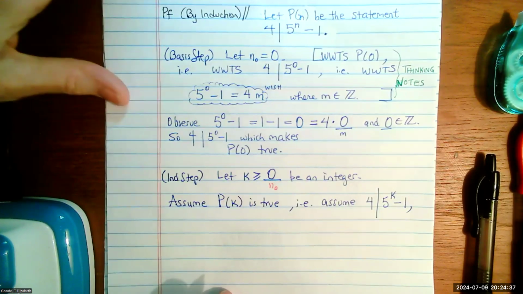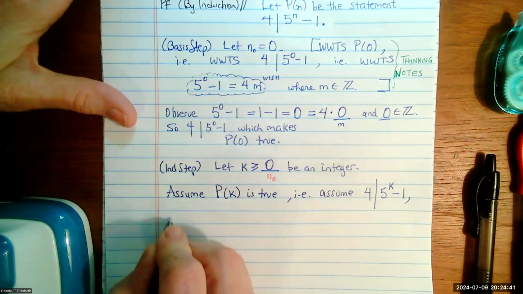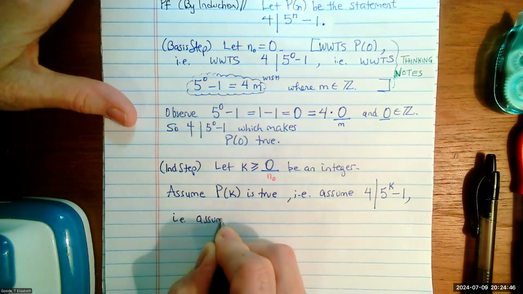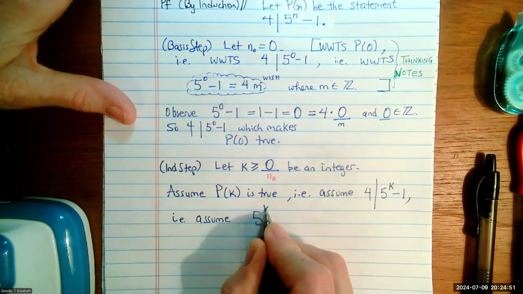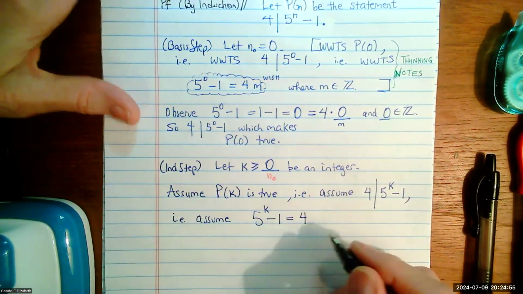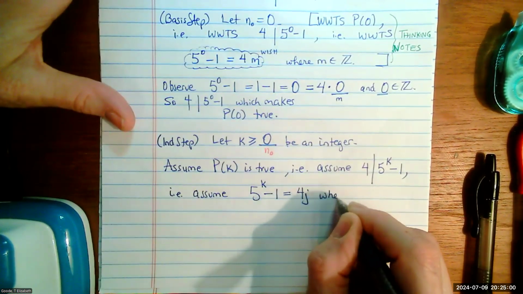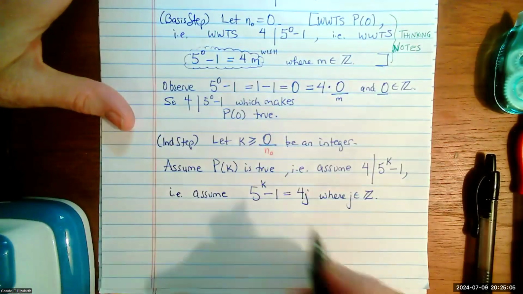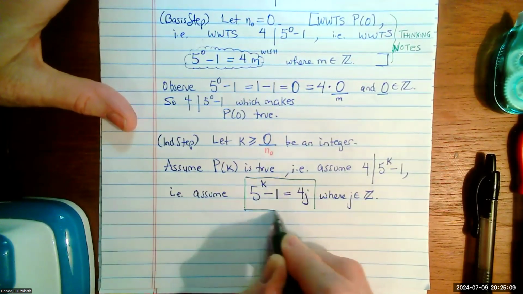And we're going to now translate that to an equation, because the bottom line is proof money is usually equations. Assume, all right, we'll translate divides here into the equation 5 raised to the K, whole thing minus 1, is equal to 4 times some integer, I'll say J, where J is in Z. This is what it means to say 4 divides 5 to the K minus 1. It means 5 to the K minus 1 is a multiple of 4.